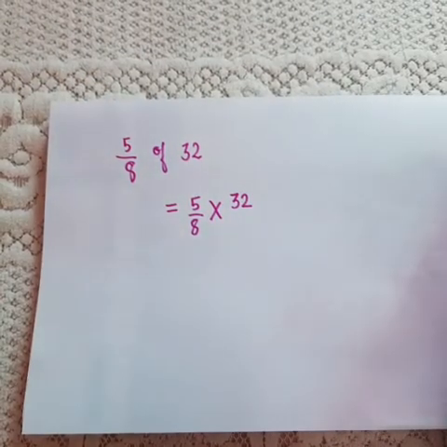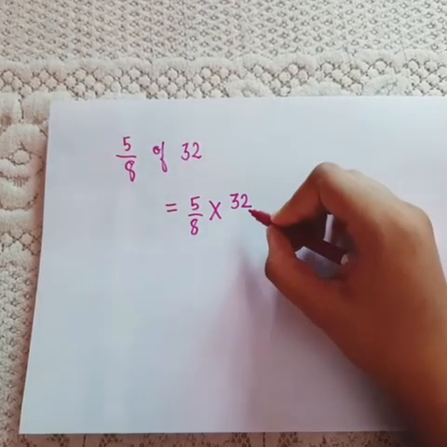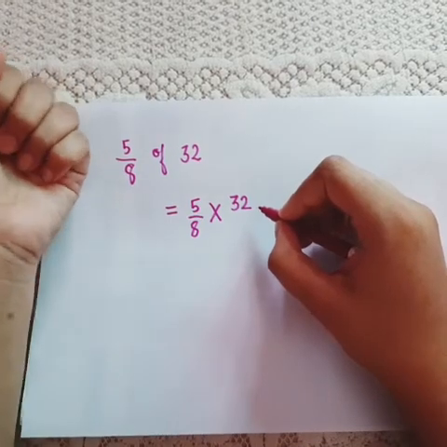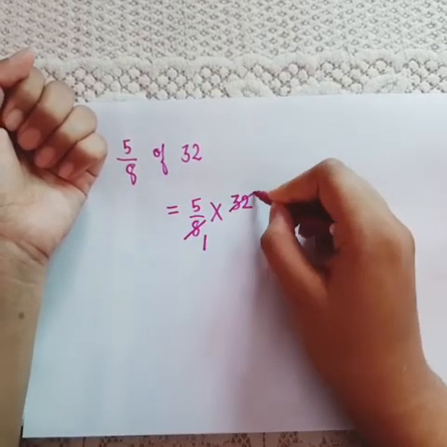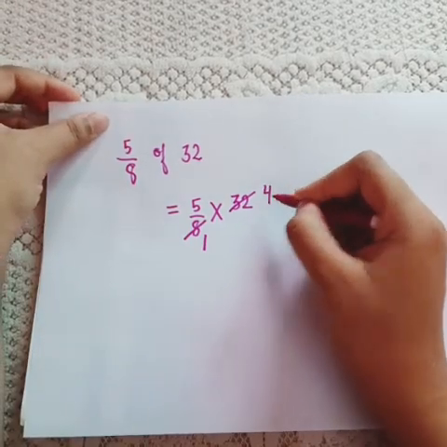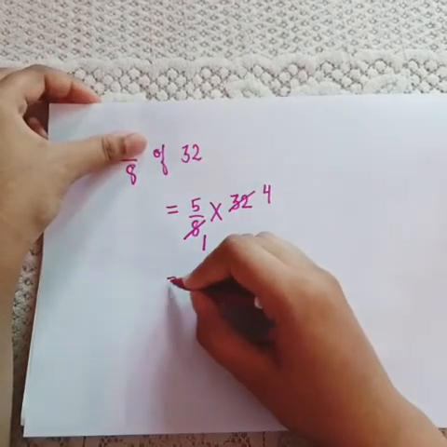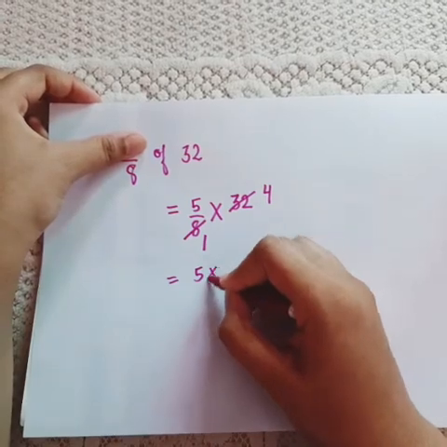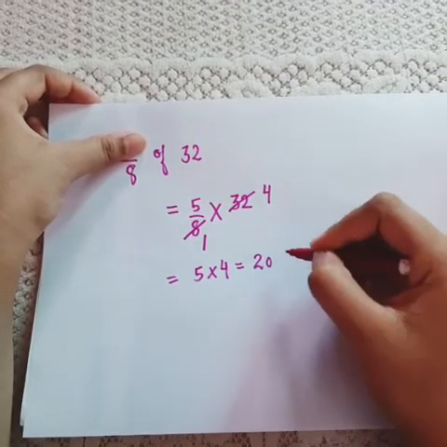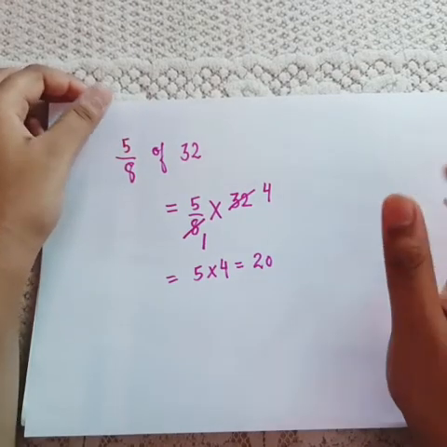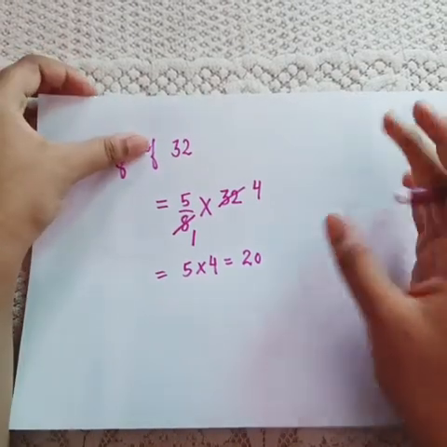So you have to match which tables they are coming in common. So like, see, here 32 comes in the table of 8, so we will cut it. We will write 8 ones are 8, and for 32 8 fours are 32. So now our question that is left is 5 into 4, and the answer comes out to be 20. So 20 is your answer. This is that simple. We will see one more question.